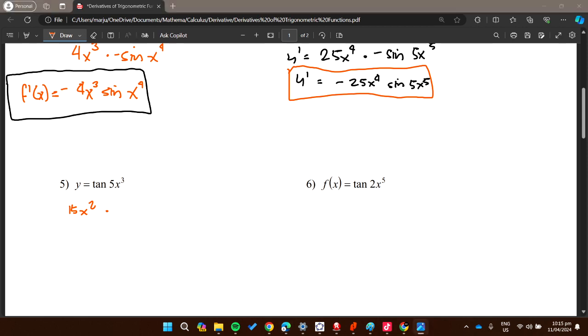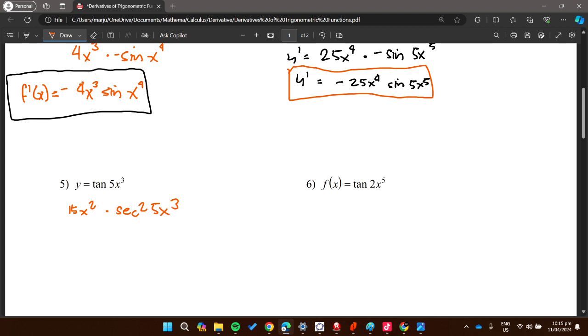Tangent is just what? The derivative of tangent. Tangent is equal to sine over cos, but again, we're dealing with derivative. Alright, that's correct: secant squared. So all you have to do is secant squared of 5x cubed.